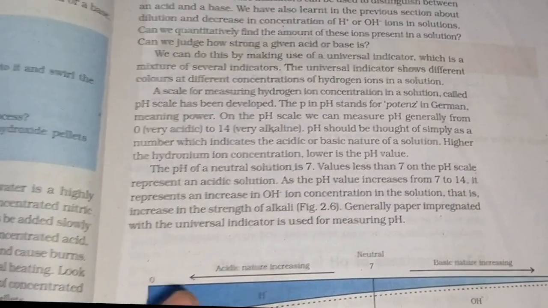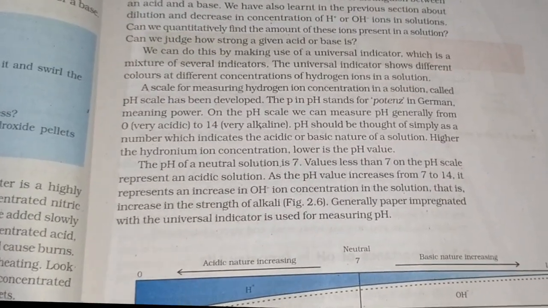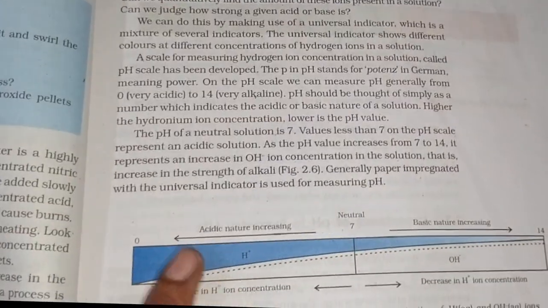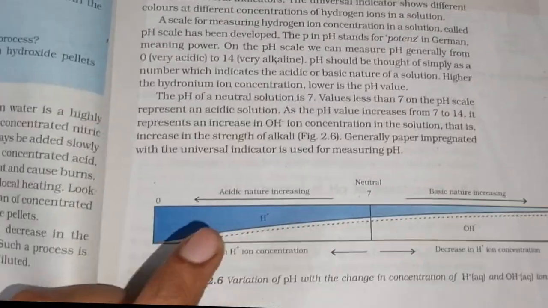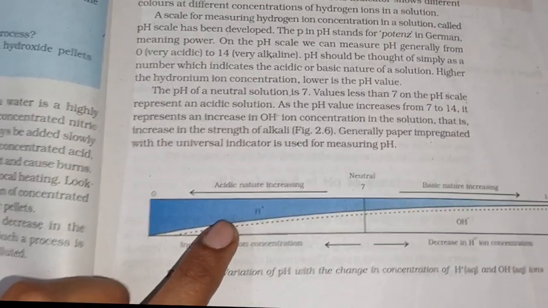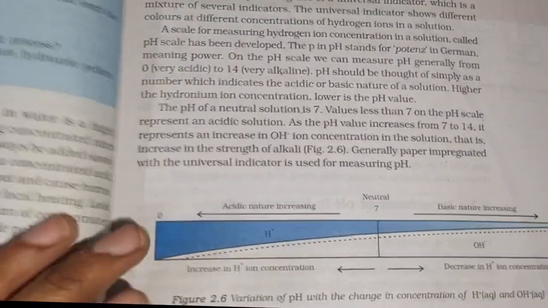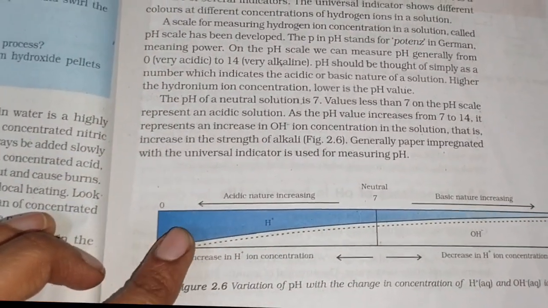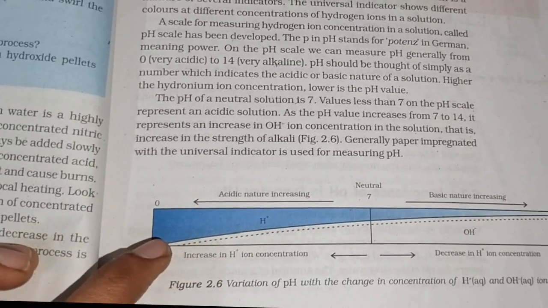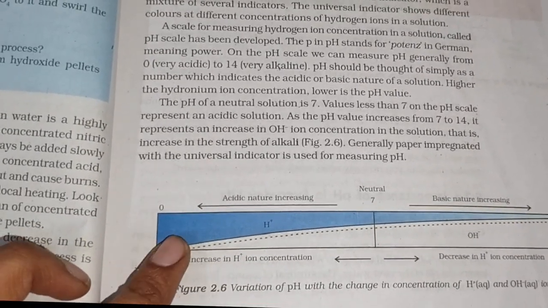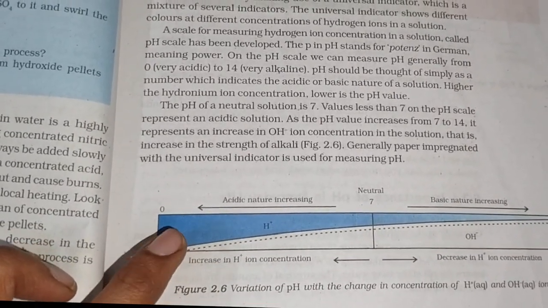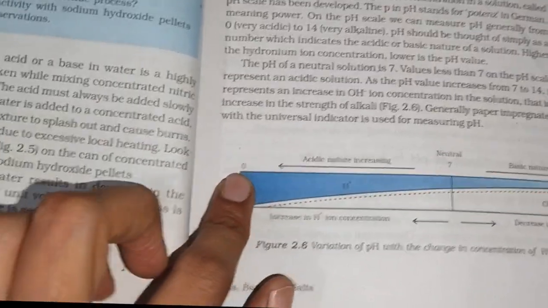A scale for measuring hydrogen ion concentration in a solution is called the pH scale. It has been developed. The P in pH stands for potenz in the German language, which means power. So it is the power of acid or base, and H means hydrogen ion concentration. On the pH scale we can measure pH generally from 0 to 14.